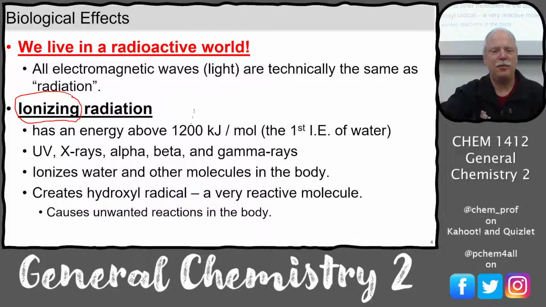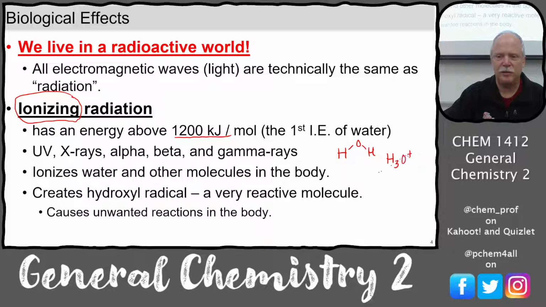The energy has to be above 1,200 kilojoules per mole, which is the first ionization energy of water. And we're 70% water. So if we ionize water in our body, it's going to create reactions that we don't want to happen. And so this hydroxyl radical is an interesting thing. So let's think about all the things that we have. We have water. We have hydronium ion, we'll just do H3O plus. We have OH minus, right? We've seen all of these things so far. This is a brand new thing. This is called hydroxyl radical, OH, and it's just got a dot.